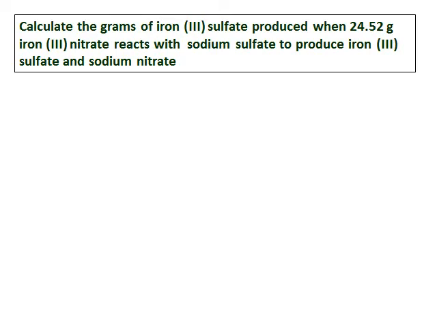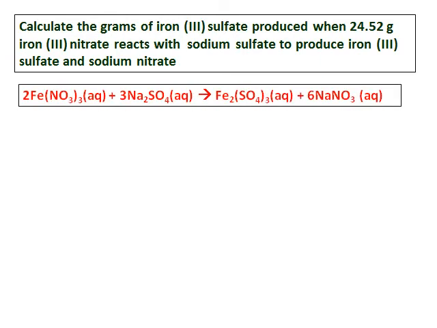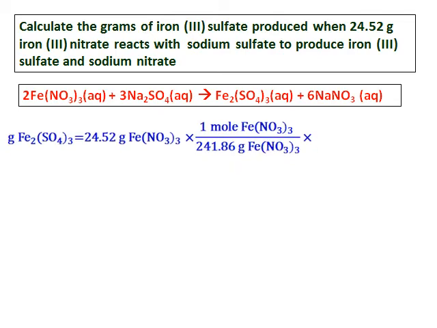Calculate the grams of iron(III) sulfate produced when 24.52 grams of iron(III) nitrate reacts with sodium sulfate and produces iron(III) sulfate and sodium nitrate. Write down the equation. Iron(III) nitrate is Fe(NO3)3, and iron(III) sulfate is Fe2(SO4)3. These formulas you should be familiar with. Write it down and then balance it. Once you write the equation and balance it, the whole process becomes simple.